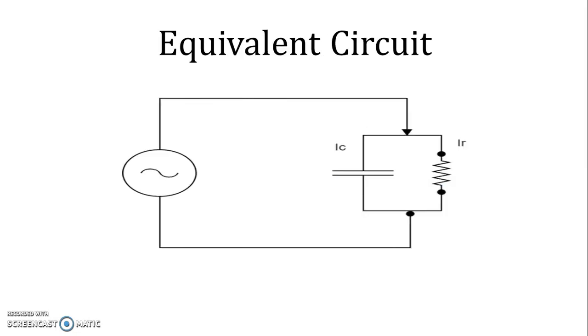If we draw the equivalent circuit, we have our waveform generator, then we have a capacitor. But we know that a pure capacitive effect cannot be generated. So we have the capacitor as well as a certain part of resistance connected in parallel, and we have total current I. Current I will be composed of two components, a capacitive current as well as a resistive current.